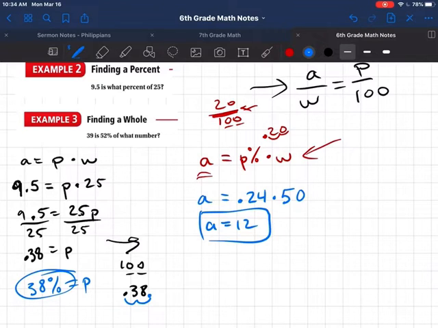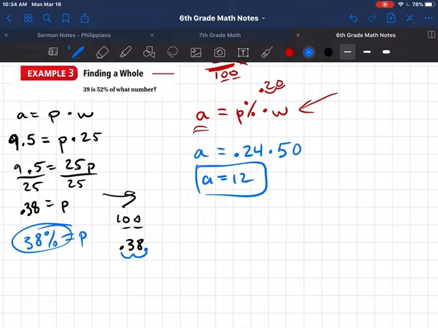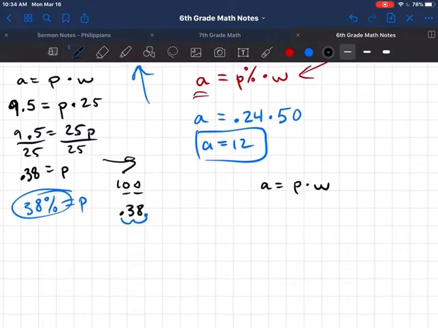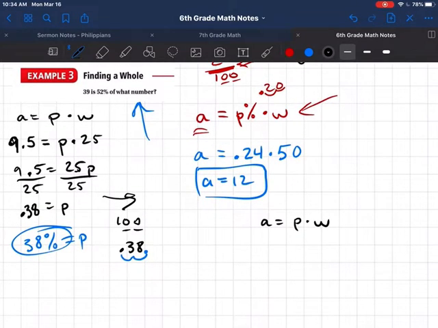Good? Alright, lastly we're going to find the whole. So we're looking at this one here. Finding the whole: 39 is, let's start with our equation. Part equals percent times the whole. 39 is, that's another key because remember is the part. So 39 is my part, 52%, 0.52, we're just changing that to the decimal. Of what? Well, that means we don't know it, so our variable here is w.